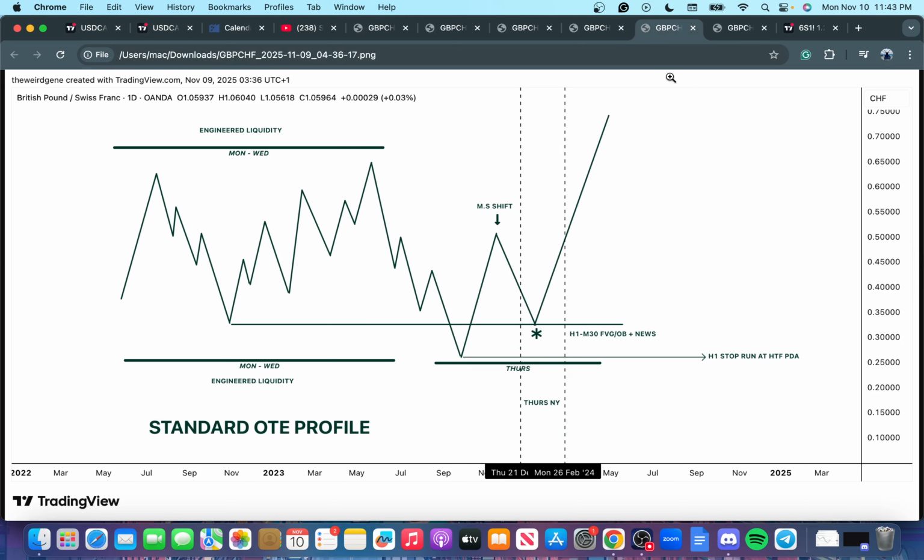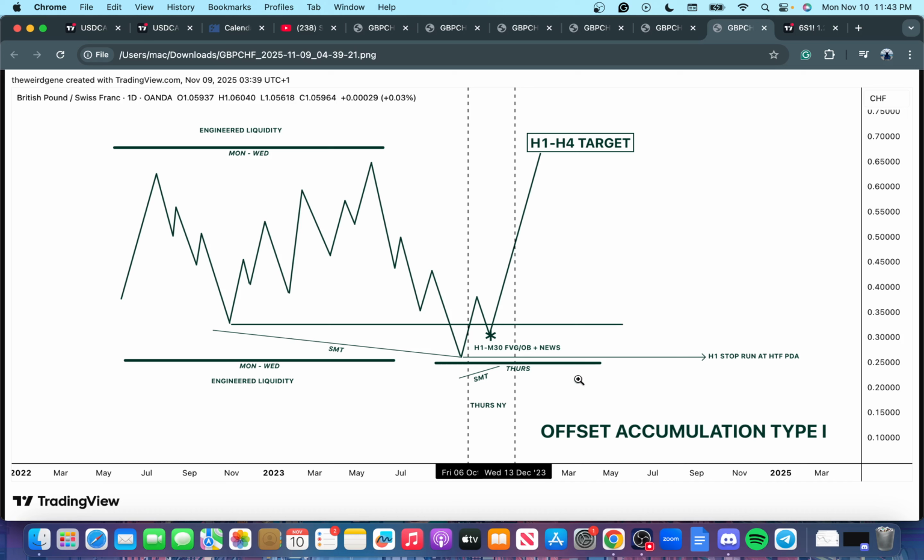But now I want you to understand that for every subsequent lesson or video, every other entry model will fall under either of these 2 categories for the most part, right? So, especially for day trades, we're either going to be looking at a standard OTE profile, which I'll talk about shortly, or we're going to be looking at an offset accumulation model, which has a type 1 entry, type 2 entry, and of course a type 3 entry, right?